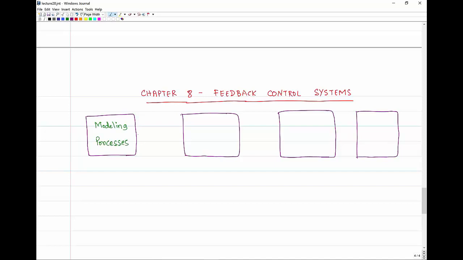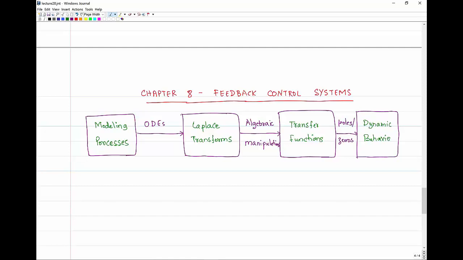We started off with modeling processes and derived ordinary differential equations, which we then used Laplace transforms to convert into transfer functions using simple algebraic manipulations. We've then used poles and zeros of transfer functions to describe the dynamic behavior of these transfer functions. So now we know how different types of processes behave. And that understanding is what we're going to use to design feedback controllers.